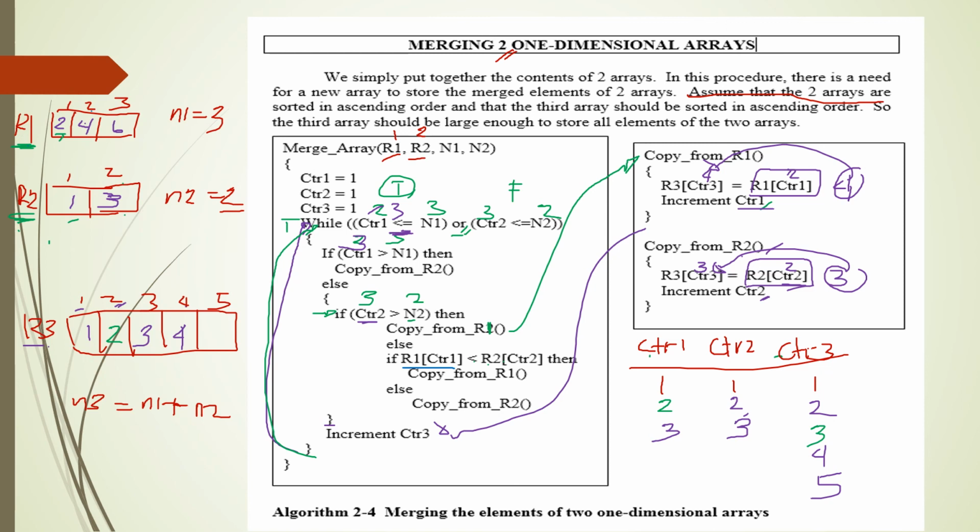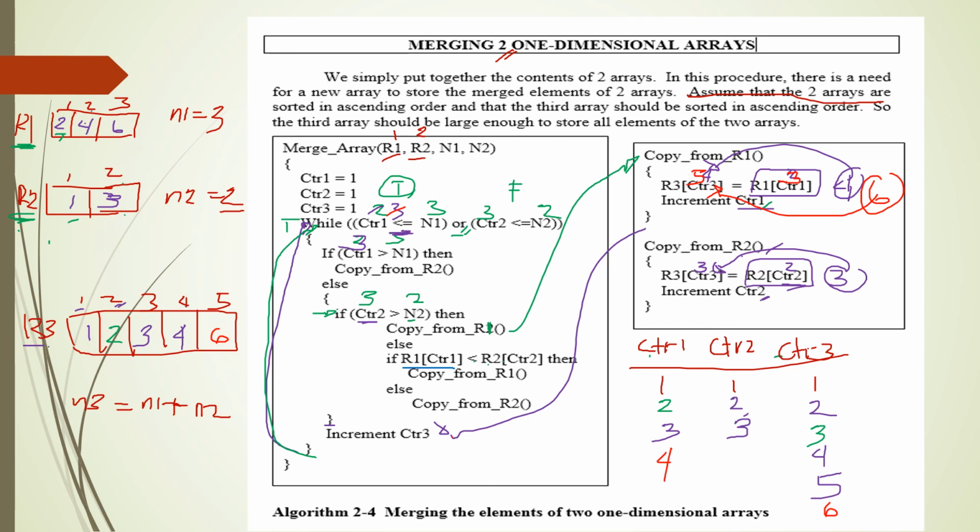Okay? So, ang value ngayon ng ating counter 1 is 3. Okay? R1 sub 3. R1 sub 3 is 6. So, 6 will be assigned to R3 sub, what's the value of counter 3? Okay, 5. So, R3 sub 5 will now contain 6. And then, increment counter 1, so magiging 4. Go back here, increment counter 3, it will now be 6. Go back to while loop.